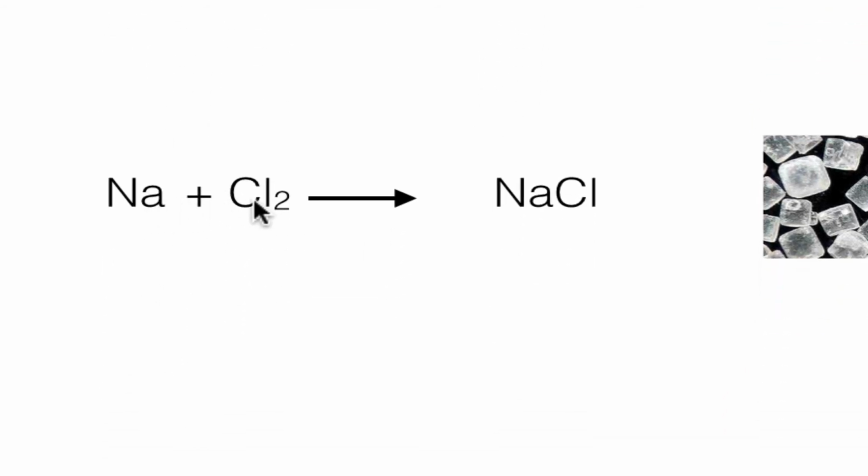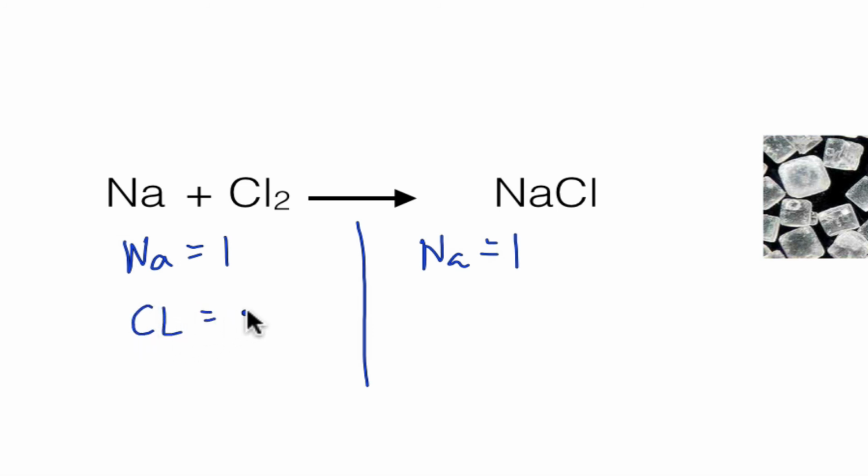Another example, we have sodium and chlorine to make salt in this case, so sodium chloride, and we want to balance that equation. So again, let's just look at one element at a time. Na is going to equal 1 on this side. Na on this side equals 1. Cl equals 2. On this side we have Cl equals 1. So these Nas are balanced right now, but the Cls are not, so we need to balance those.